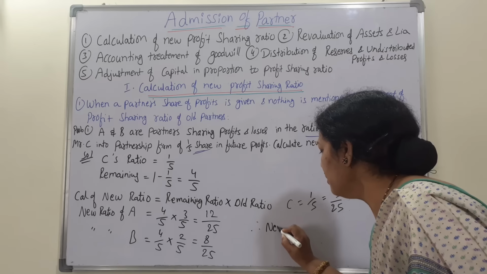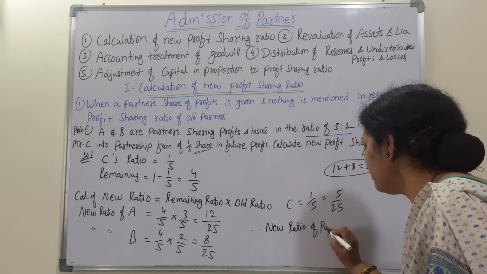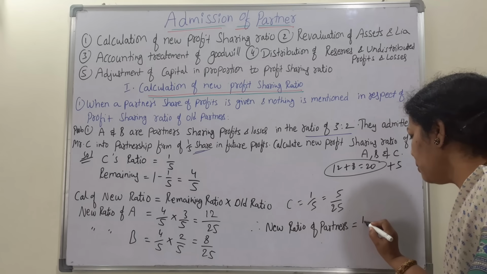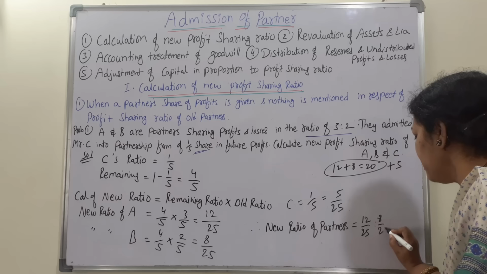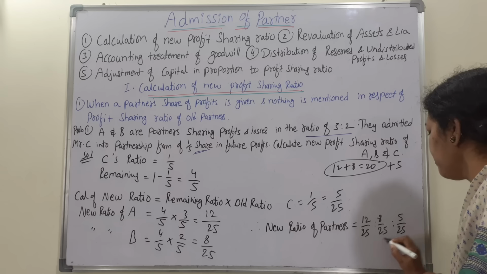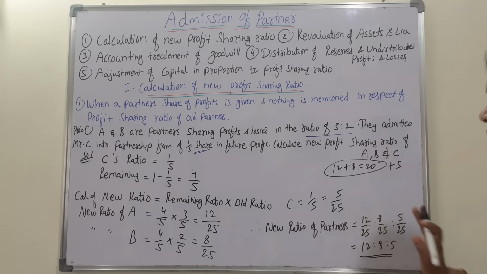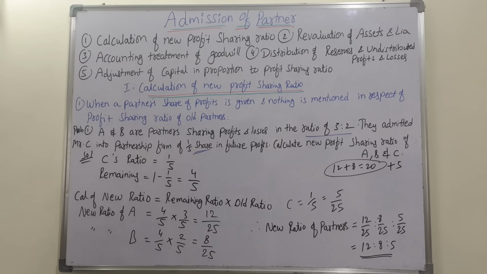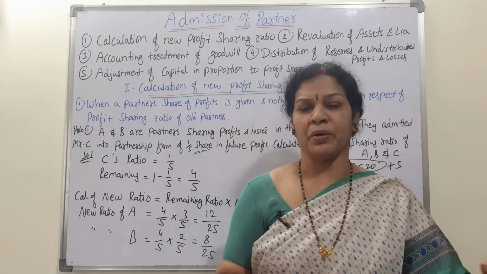Therefore, the new ratio of partners is equal to 12/25 is to 8/25 is to 5/25. It means 12 is to 8 is to 5. So this is the new ratio. Please note it down or take a screenshot. If you are clear with this, you can work out a few more problems.